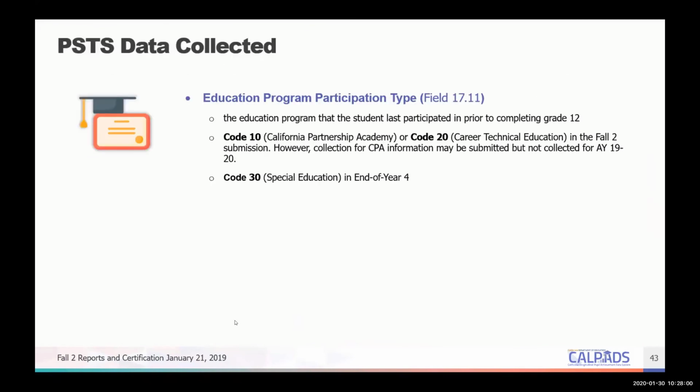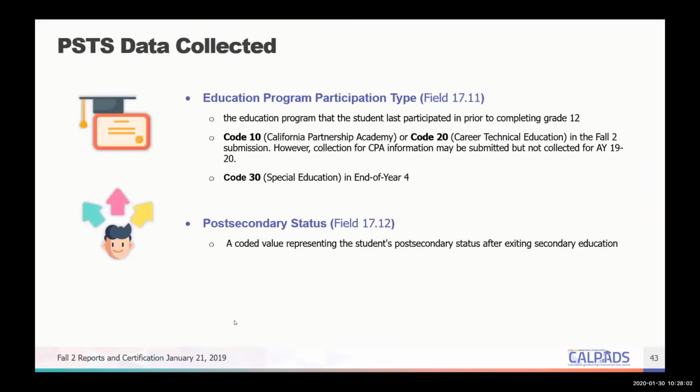Very good. So, what is contained in the PSTS file? First is the education program participation type, which identifies the type that qualifies the student for the survey. So they could be someone who was in the California Partnership Academy, so use code 10, and code 24 for CTE completers. So these two subgroups will be collected in Fall 2.